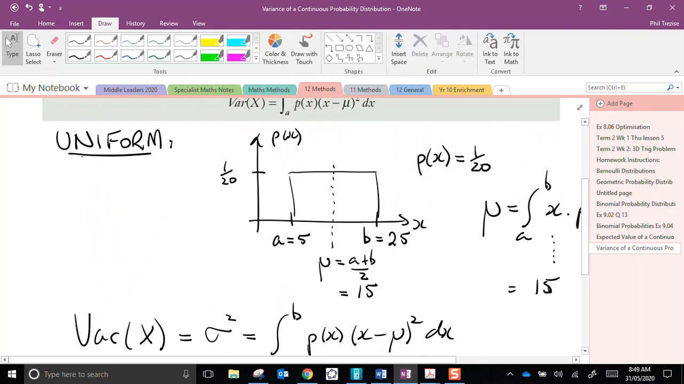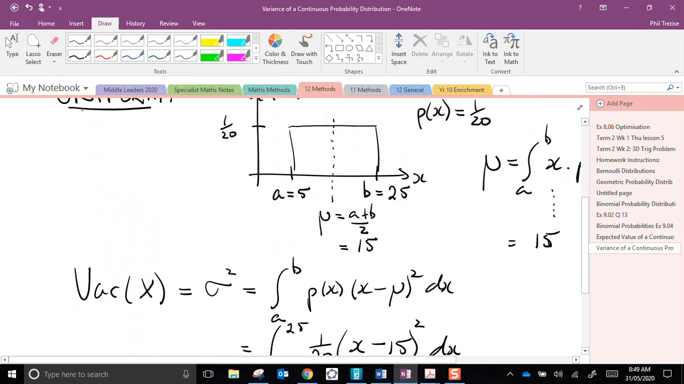Now, of course, the same rule applies to any distribution, but this example was a uniform distribution.